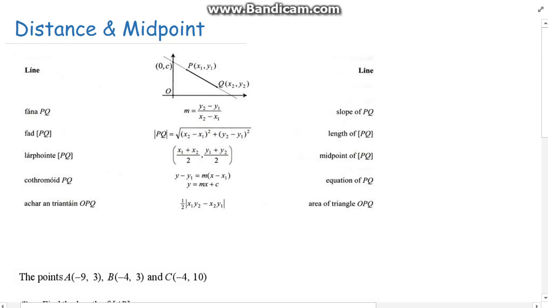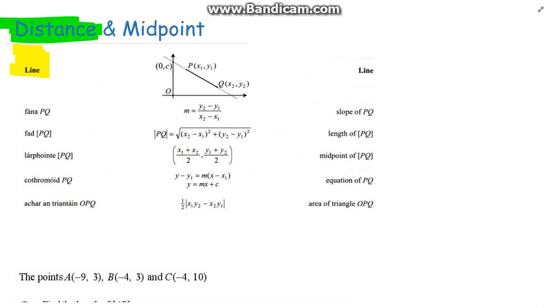So finding the distance of a line. What I have here is just copy and pasted from your log tables, I think it's page 18. All your formulas are there for this chapter. If they ask you to find the distance of a line, we look through the log table. Under line, we have the slope, the length, the midpoint, the equation, and the area. They've never actually said distance, but we should know that distance is the same as length. So they could say find the distance of, or find the length of.